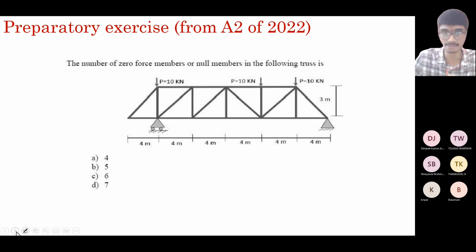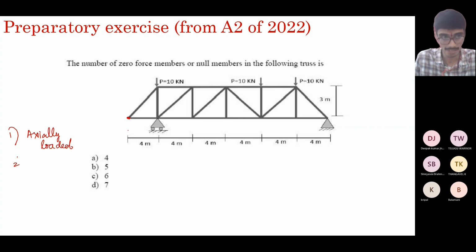Yeah, so this is an interesting question. What is the number of zero force members? So when does zero force happen? You take this truss. Consider this joint. What are the assumptions in a truss? One, all members are axially loaded. And the other thing is loads are always applied at the joints.